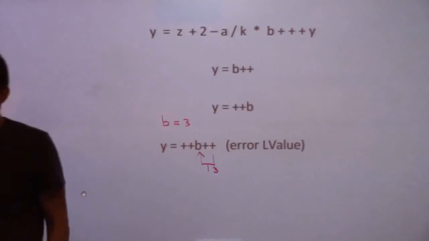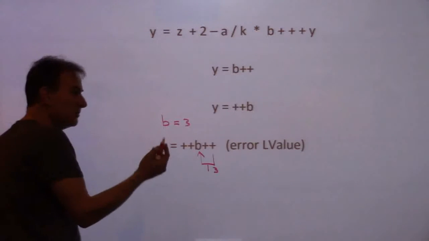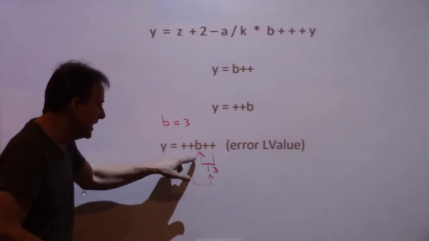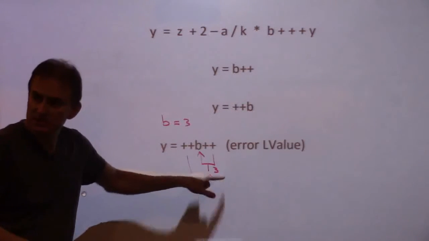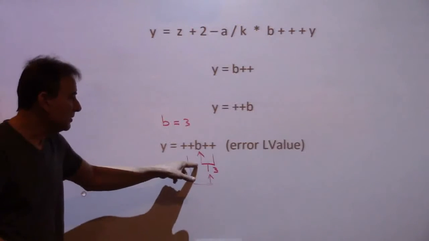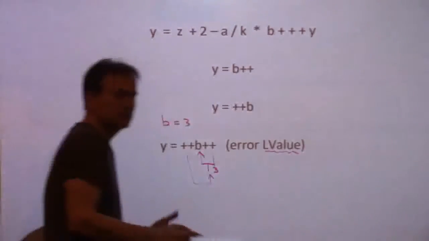You know what 3 is? It's a constant. You know what 3 doesn't have? 3 doesn't have any address. 3 is a constant. So the compiler will try to do this, but it's going to fail. It's going to say, I can't plus plus a constant. A constant is a constant. So that's going to give you an error. And the error is going to say L value. Well, what the heck is an L value?